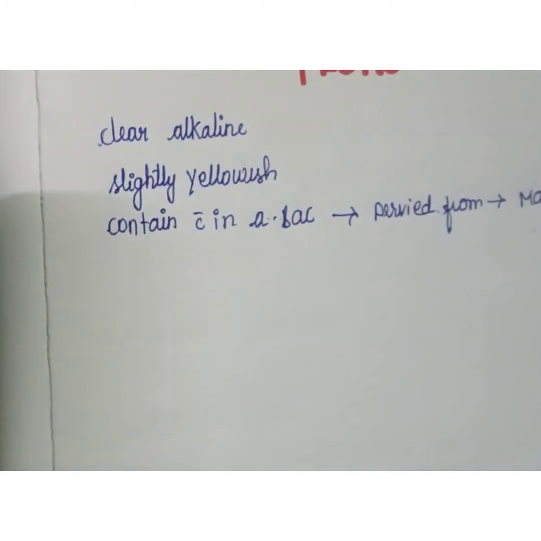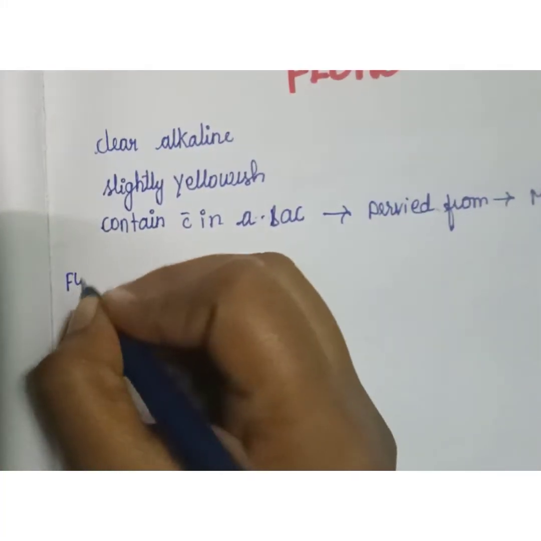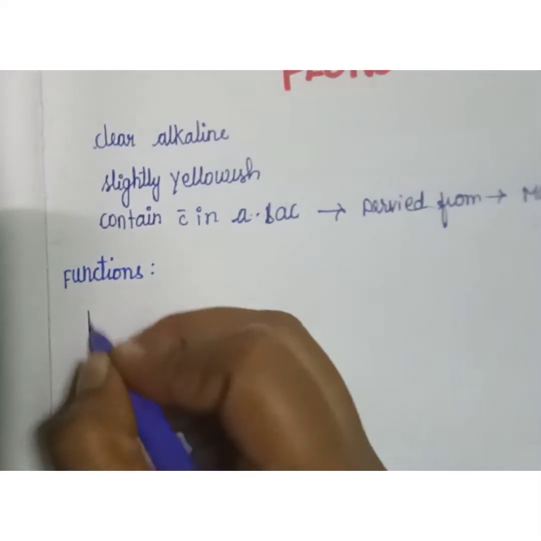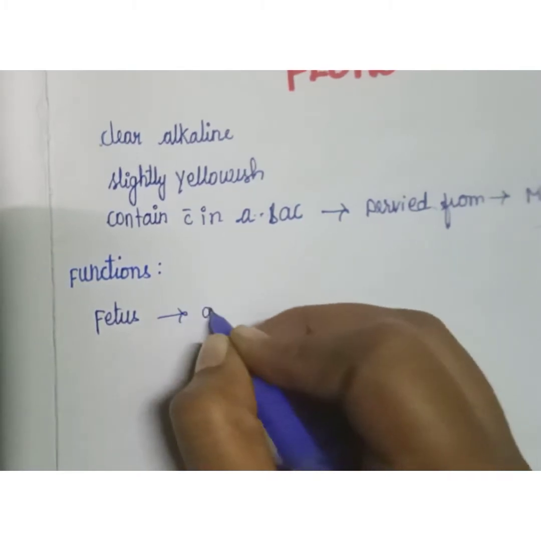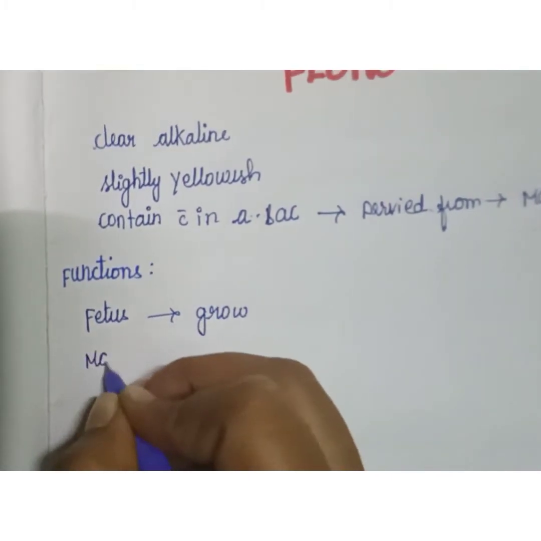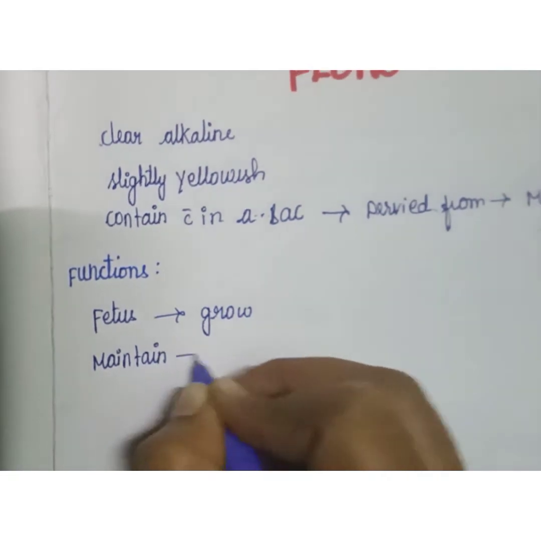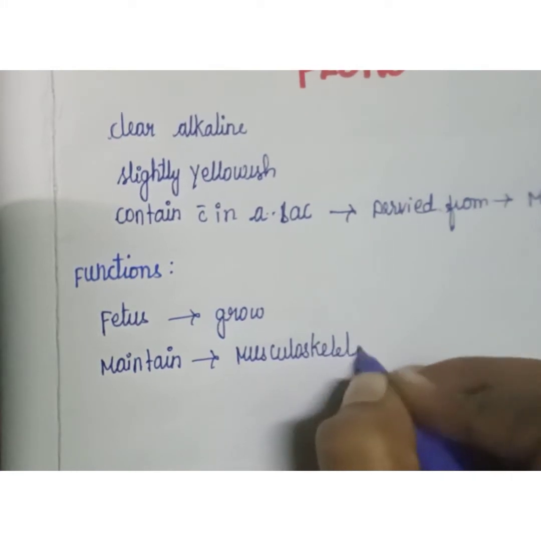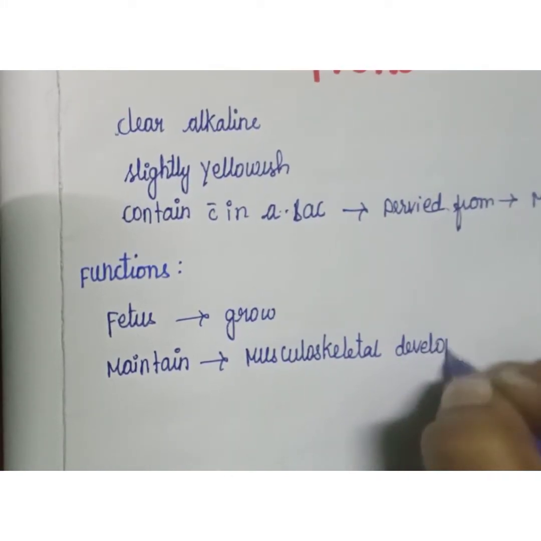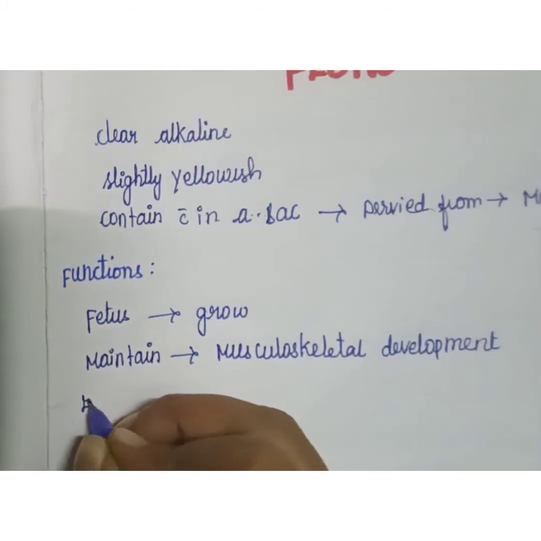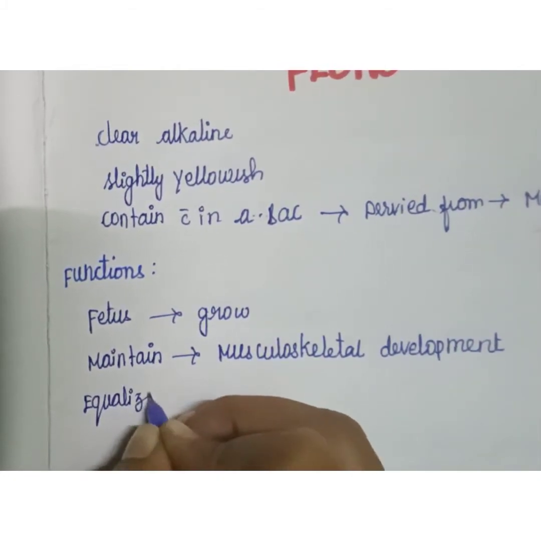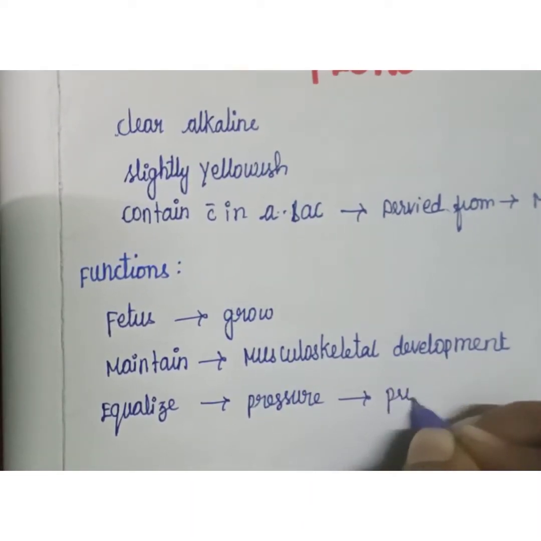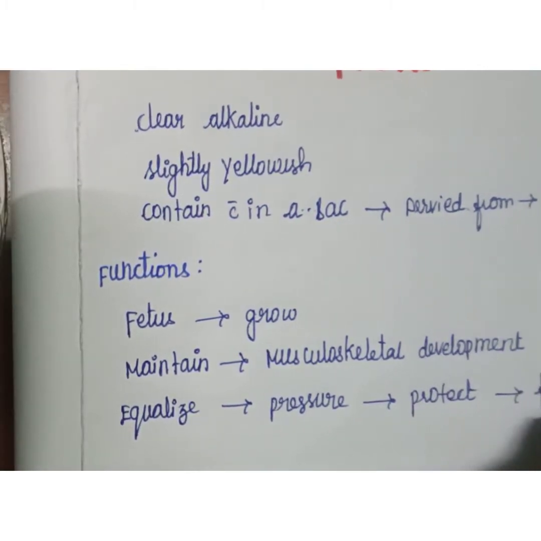Next we are going to see the functions of amniotic fluid. It allows the fetus to grow, and it maintains musculoskeletal development of the fetus. It equalizes the pressure and also protects the fetus from injury.